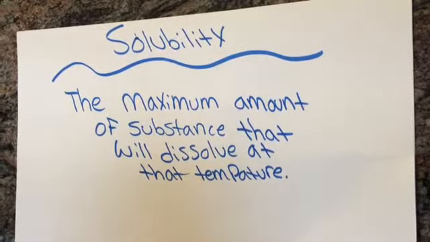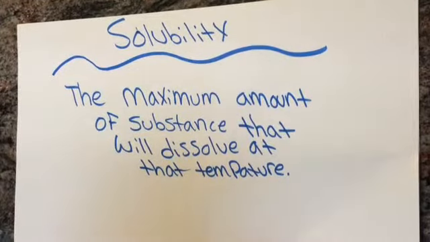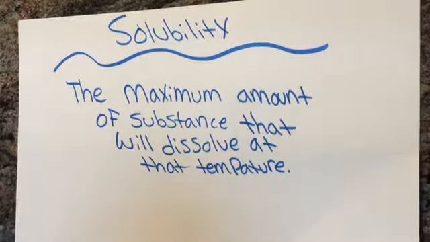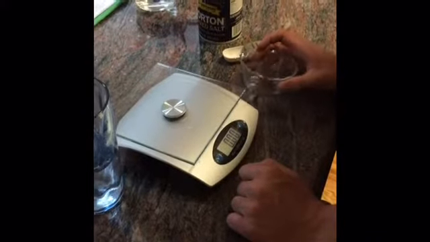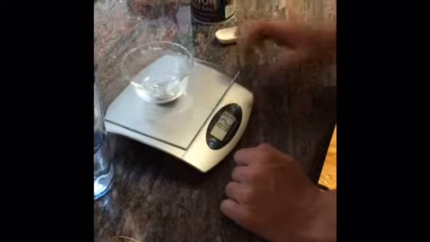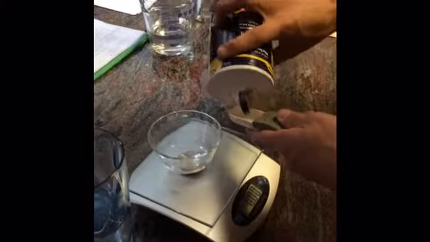Solubility is the maximum amount of substance that will dissolve at that temperature. Solubility experiment tests whether the temperature of water makes a difference or not. I'm gonna zero this out, and I'm gonna pour 5 tablespoons of salt into that cup.